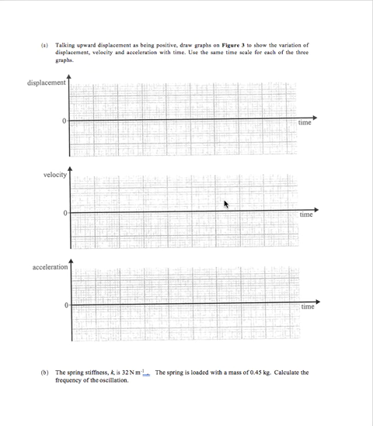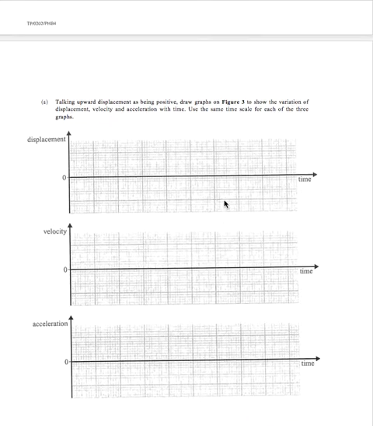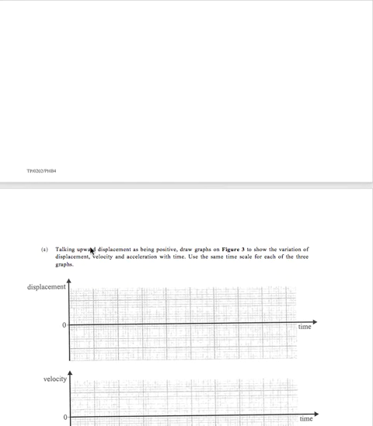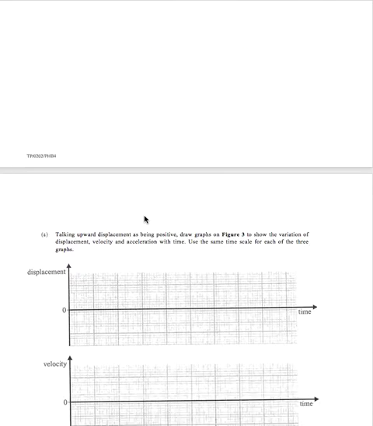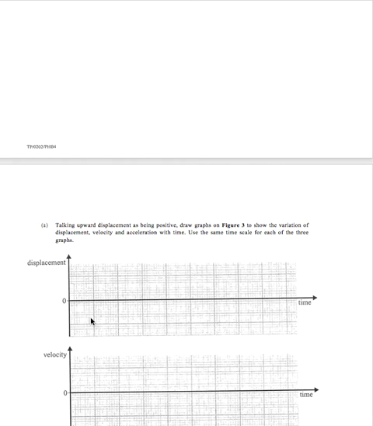So let's start with the displacement graph. That seems to be a sensible place to start. So it says upward is positive, by which it means displacement above the equilibrium position is positive. So it starts being pulled down. So at t equal to 0, the displacement is going to be minus a. So we're going to be down here somewhere.